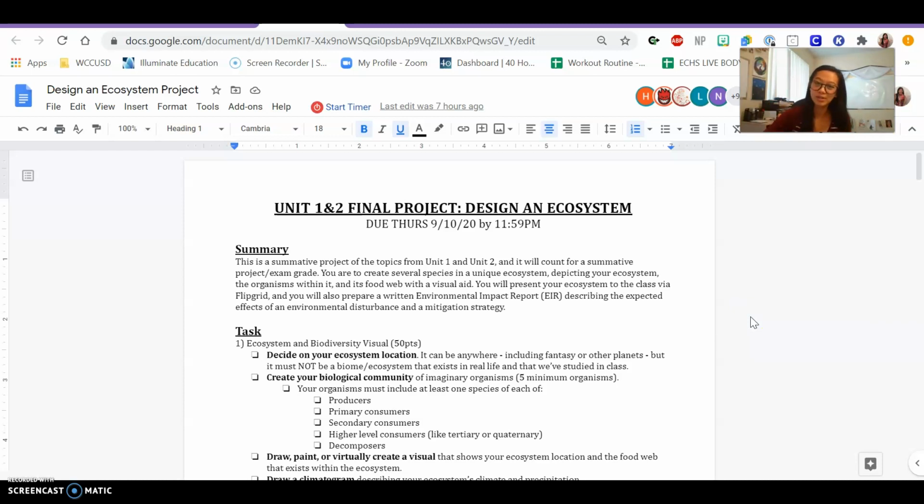So you have over a week to work on this, and this is the final project for Units 1 and 2. So this is in place of a test. That means you have to show me everything that you've learned as much as you can in this project, which is why it's kind of a bigger project.